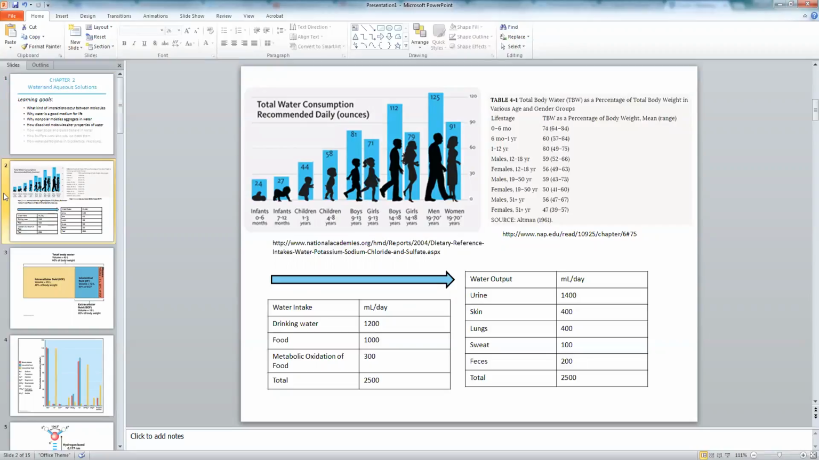And if we think about, say, for example, our water intake, so we drink water, and that's roughly 1,200 milliliters per day. And there's water that's found in food, which is, again, pretty significant, at 1,000 milliliters per day. And then we get a little bit of water from our metabolic oxidation of food. So that gives us a total of 2,500 milliliters per day, or 2.5 liters. And then if you think about that water output, so your urine and skin and lungs and sweat and feces all contribute to the loss of water.